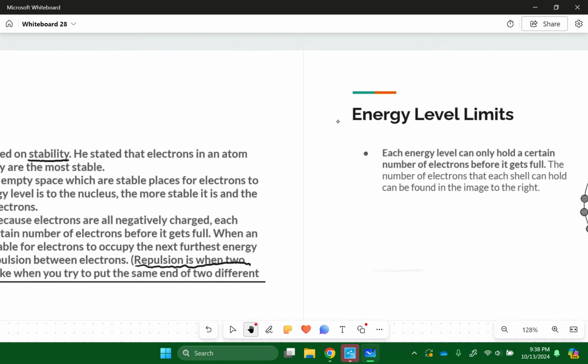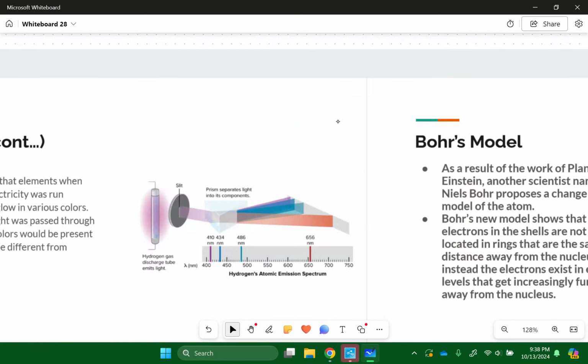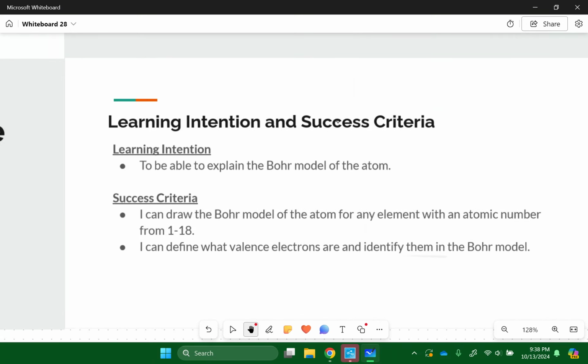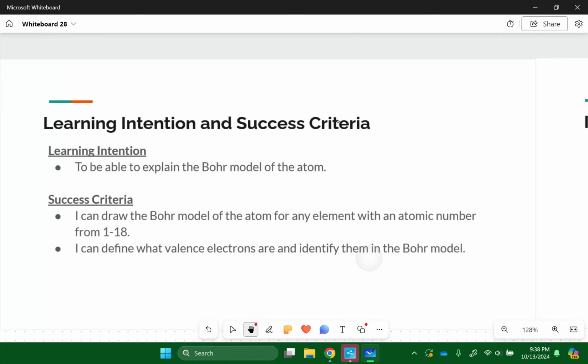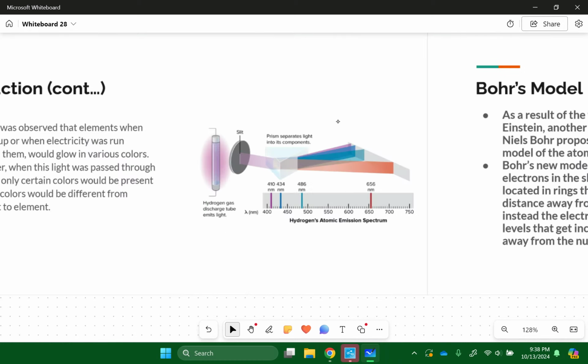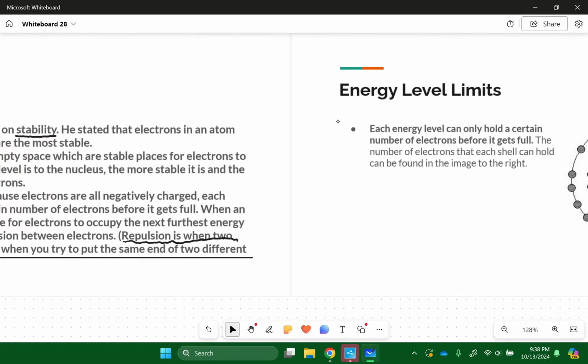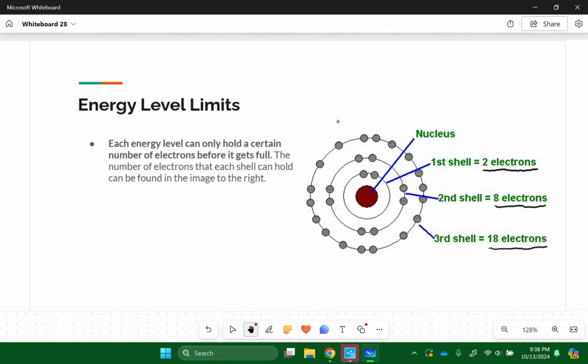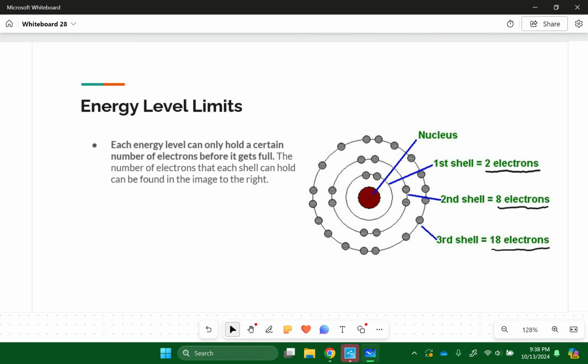Now, if we go back really quickly to our success criteria, it says right here, I can draw the Bohr model of the atom for any element with an atomic number 1 to 18. So we're only going up to atomic number 18. So atomic number 18 would have 18 electrons. Now, as I mentioned, and you're going to see this again in a minute, electrons fill up the lowest energy level first, meaning the one that's closest to the nucleus.